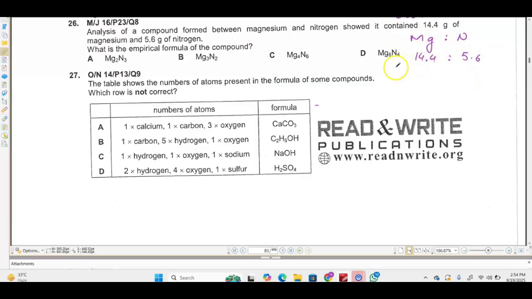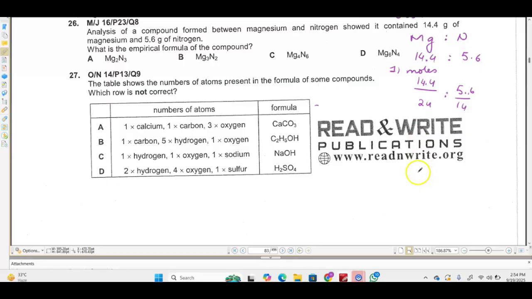So let's just find out the moles from these grams. So 14.4 for magnesium, the Mr is 24. Okay, and for nitrogen 5.6 divided by 14, Mr for nitrogen is 14.